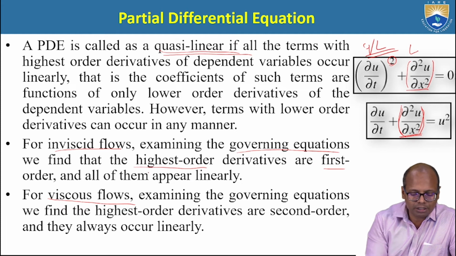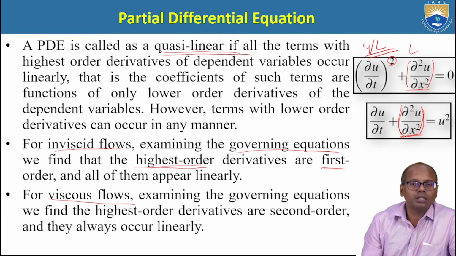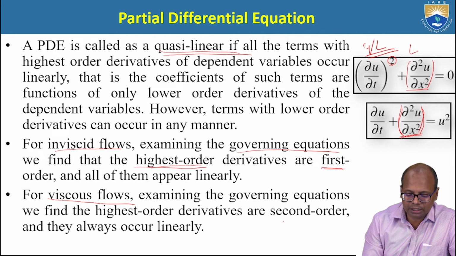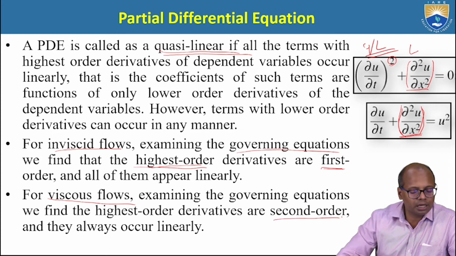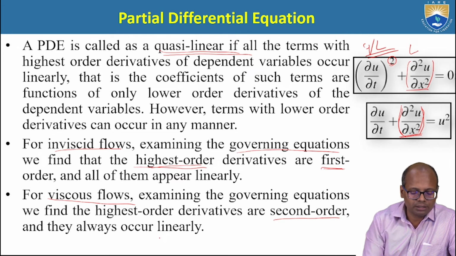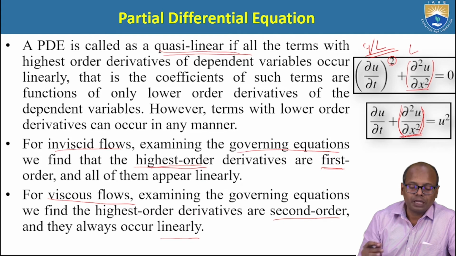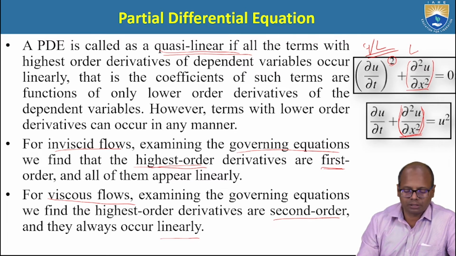In inviscid flow the highest derivative order is 1, and they are always linear terms. In viscous flows the highest derivative order is second order, and here also they are linear in nature. So these governing equations for CFD are the quasi-linear type of equations.